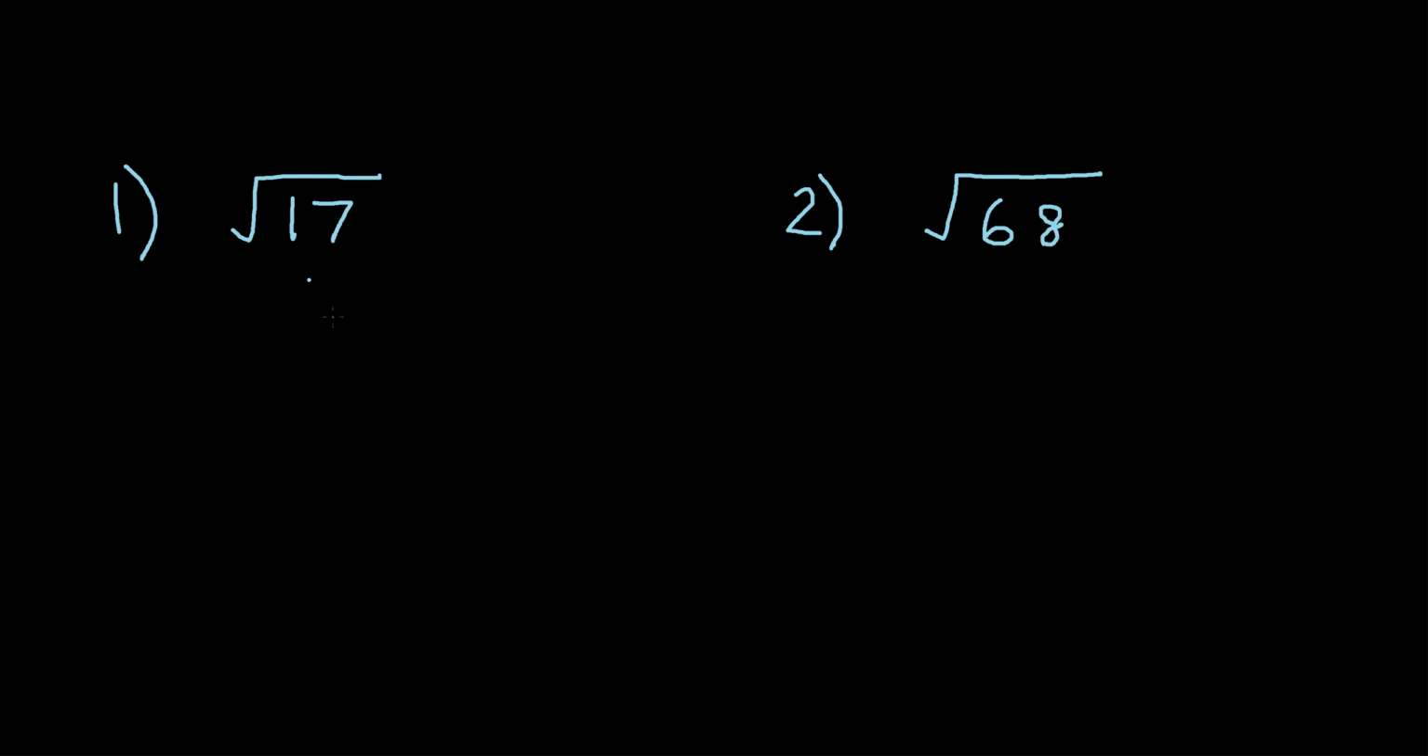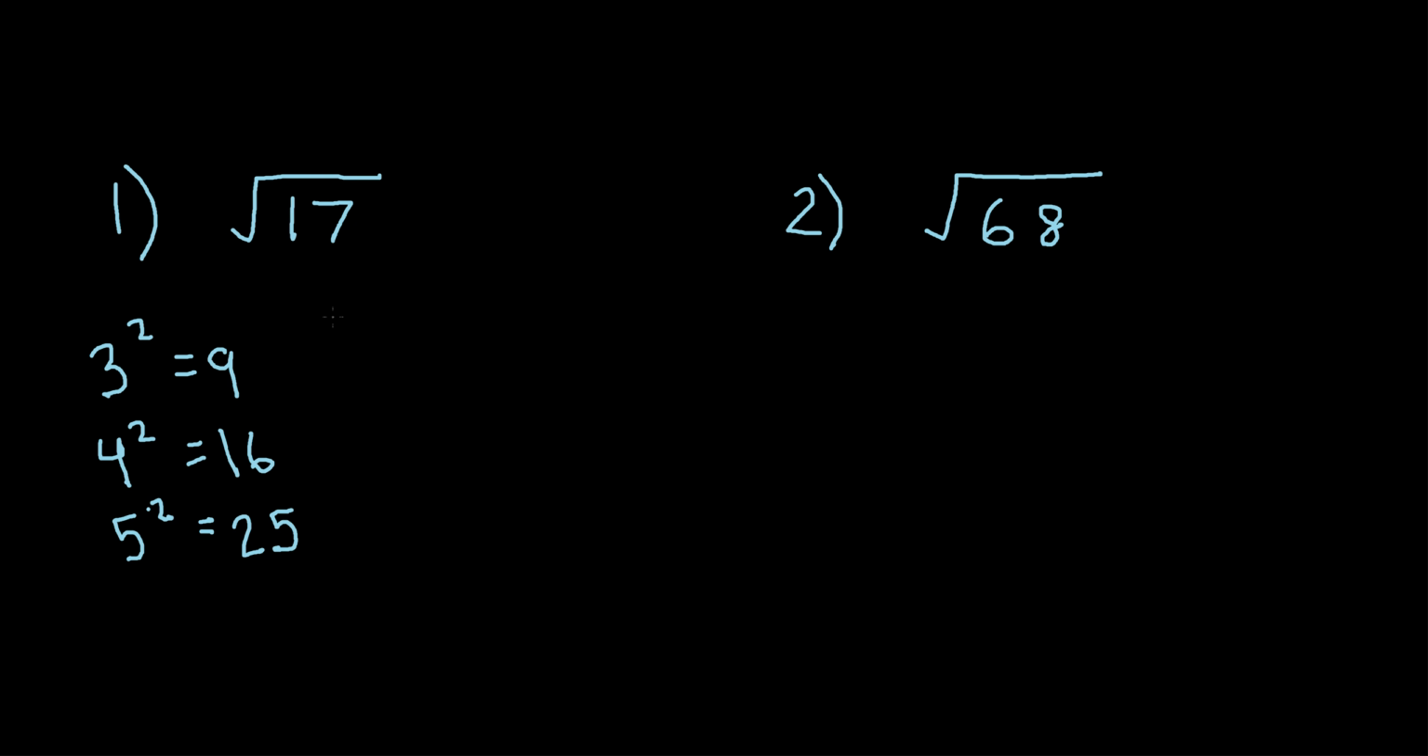So to approximate the square root of 17, we first need to think, what whole numbers can we square to get close to 17? So let's think about 3 squared is 9. So that's kind of close to 17, but let's see if we can get even closer. 4 squared is 16. So that's pretty close to 17. Let's check the next number. 5 squared would be 25. So that's too much.